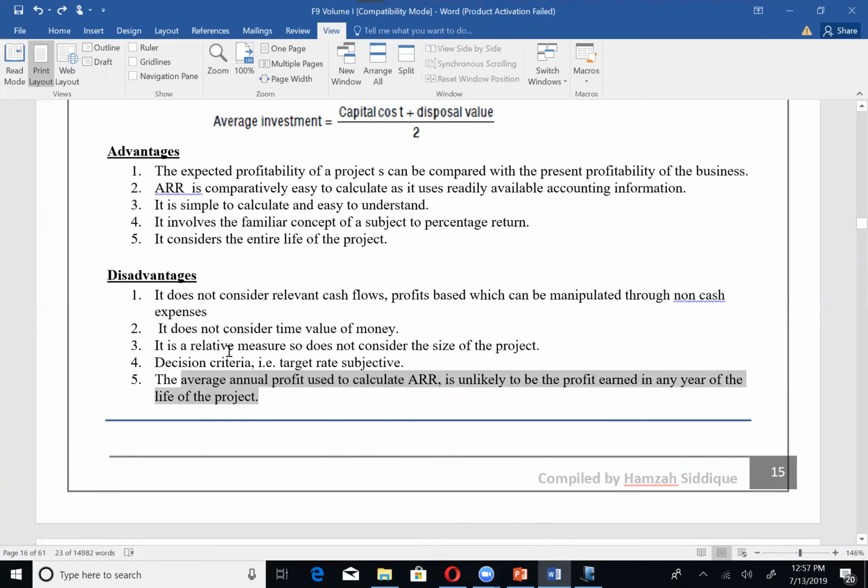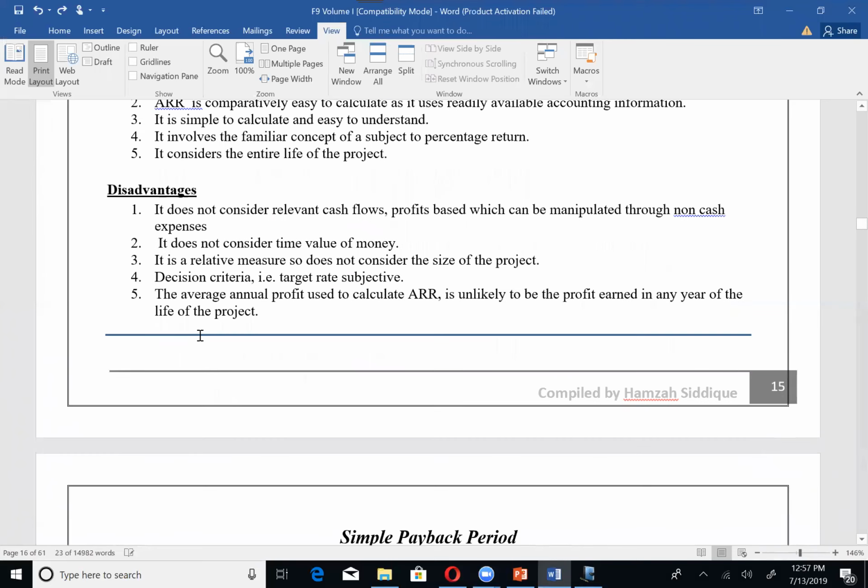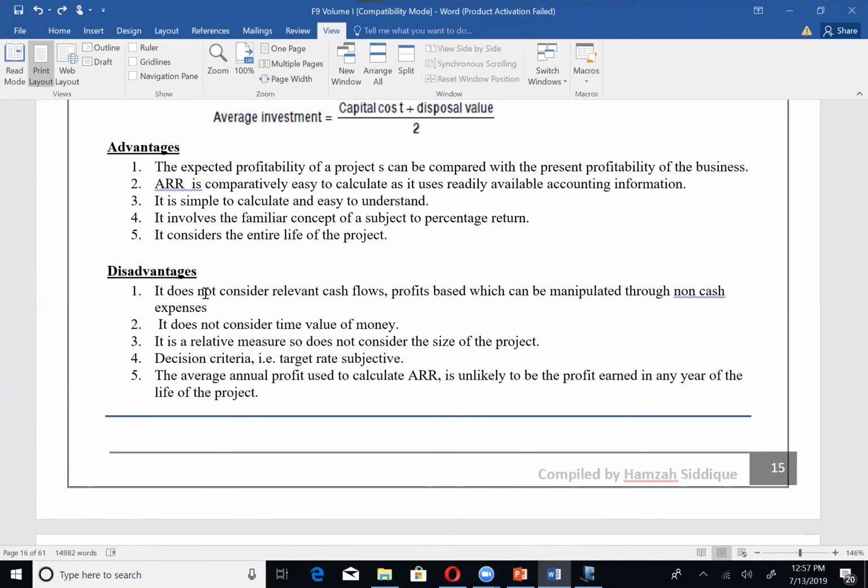Now, students, is it clear to everyone? These advantages and disadvantages are clear to everyone.